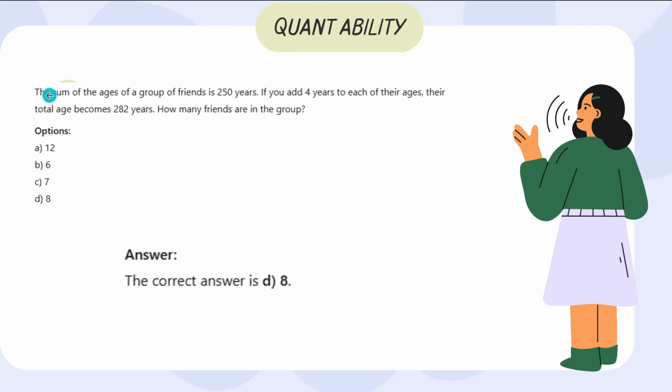This is also from quantitative ability. The sum of ages of a group of friends is 250. If you add 4 years to each of their ages, their total age becomes 282 years. Then how many friends are there in the group? The correct answer is 8. Find the method for this. I have also provided you the answer. You should just find the method and put it in the comment section.